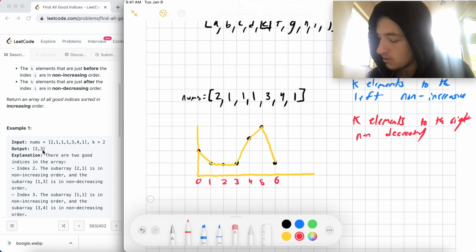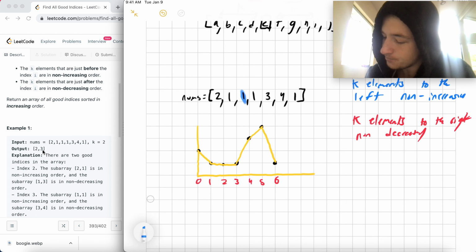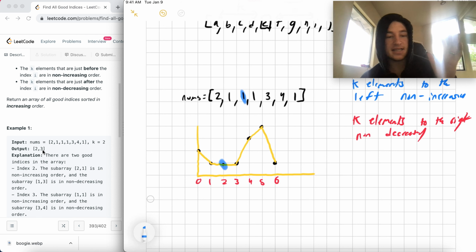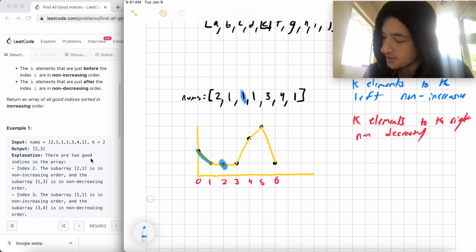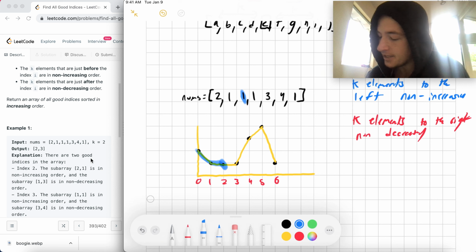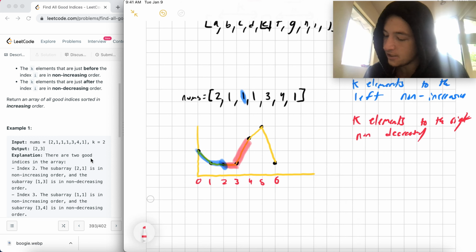Why is that? When we look at index 2, we have to look at k to the left and k to the right. We have k equals 2. Are the k equals 2 to the left non-increasing? This decreases and stays the same, so yes. And are the k equals 2 to the right non-decreasing? This is non-decreasing and this is non-decreasing, so yes, that's a solution.